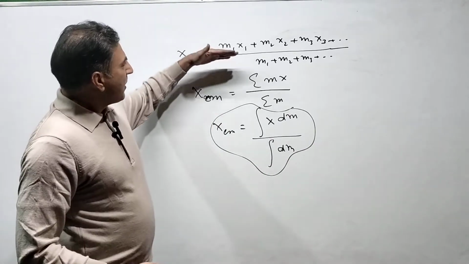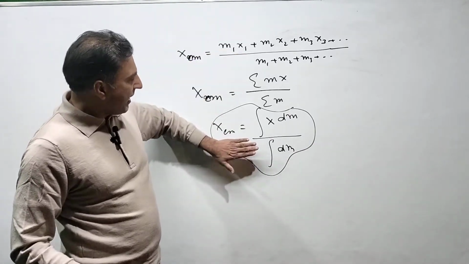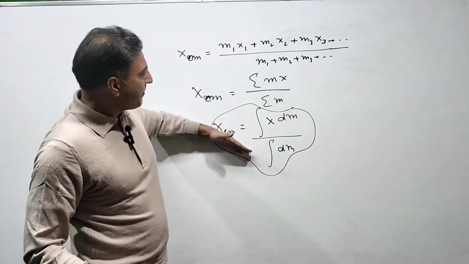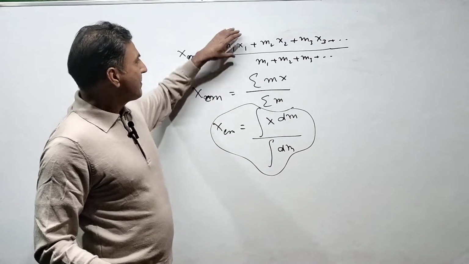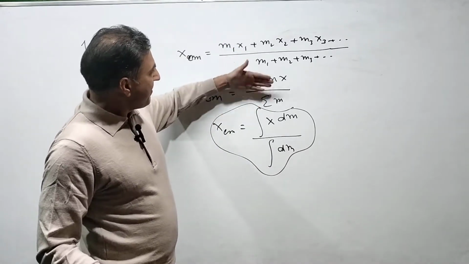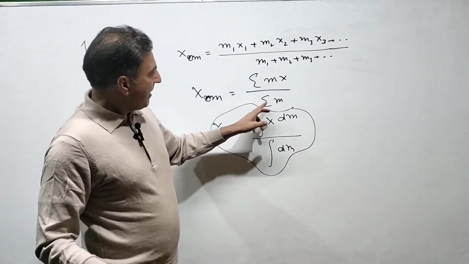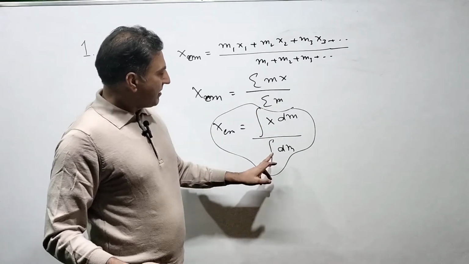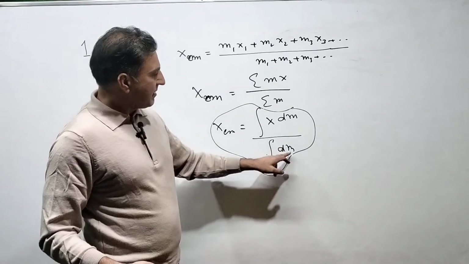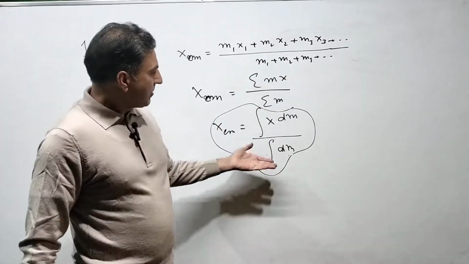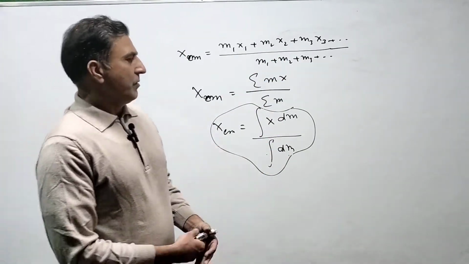I arrived at this formula in two steps, only so that you can remember where it comes from. It is a summation of this, but summation over a continuous distribution is integration, and in the denominator we have summation m, but it is integration of dm. If d and the integral cancel, it becomes the total mass of the whole system. So this is the formula that we are going to use.